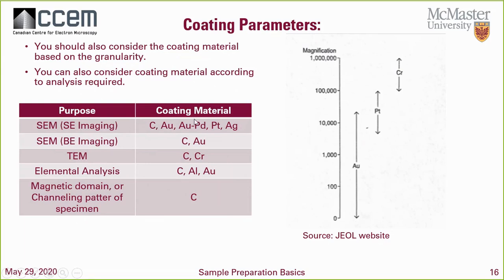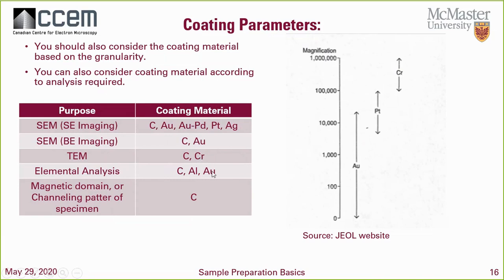carbon or gold, again, we're still in the conventional SEM area, so we might be okay up to 30,000 times, but then that gold starts to get too big, right? And we'll have to start to consider something else that we don't want to see when we magnify our microstructure 50,000 times. That's when we start to get into the TEM area: platinum, chromium, aluminum.